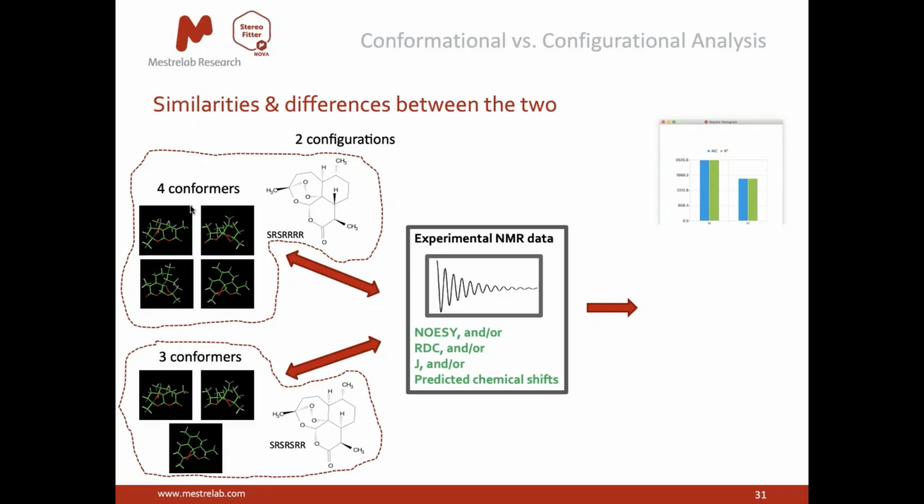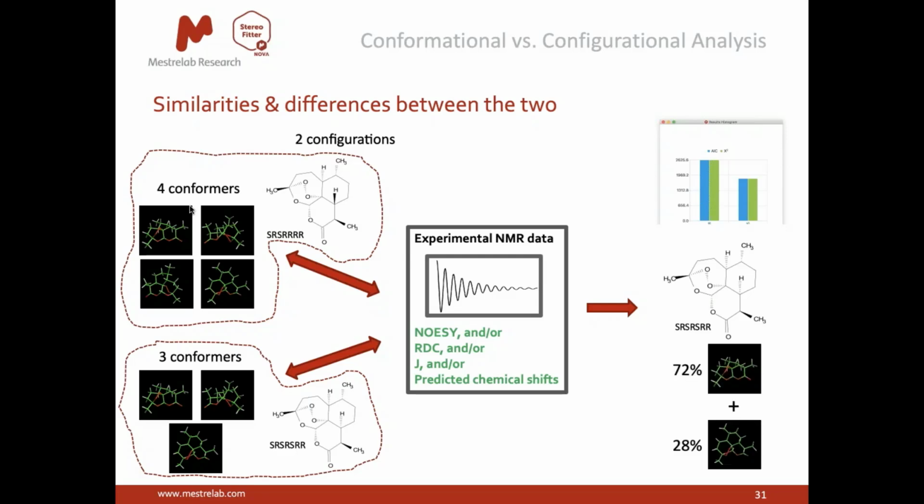The right-hand bar on the histogram is the lower AIC score for the R isomer, and that AIC score is computed from a percentage weight from 2 of its conformations, as you can see on the bottom right. So in essence, a configurational analysis is a superset of conformational analyses.